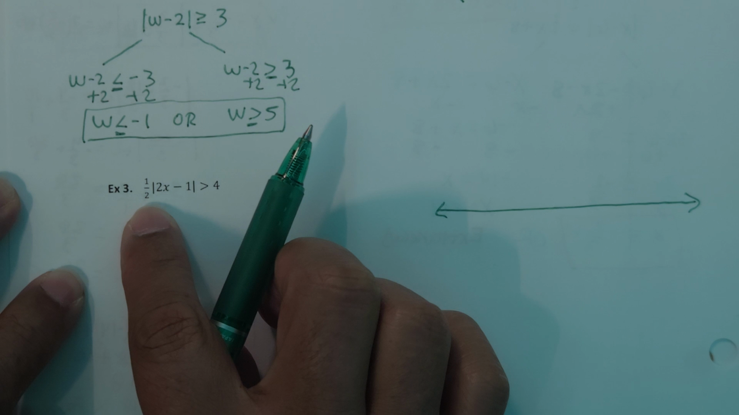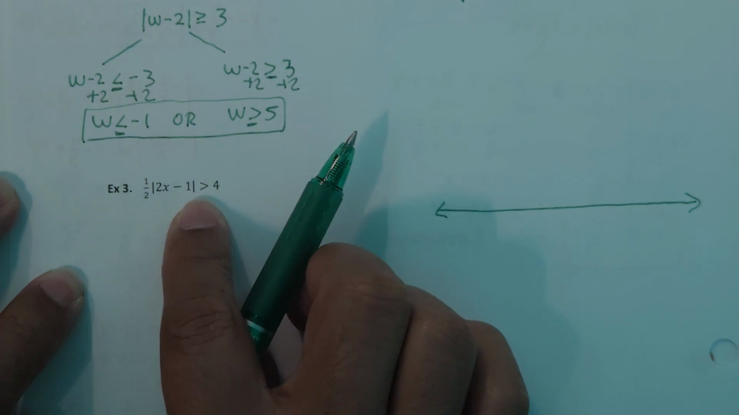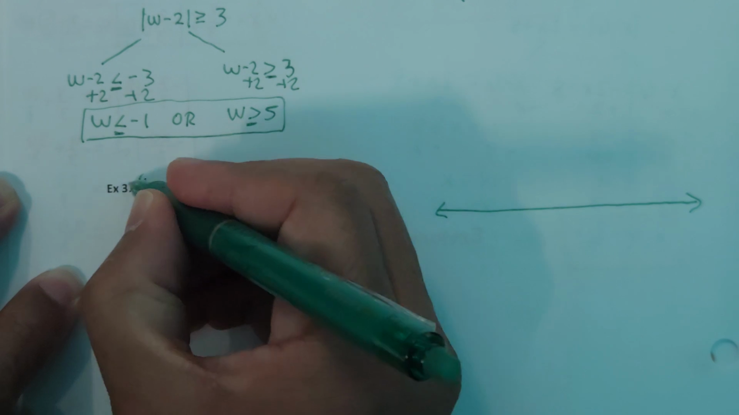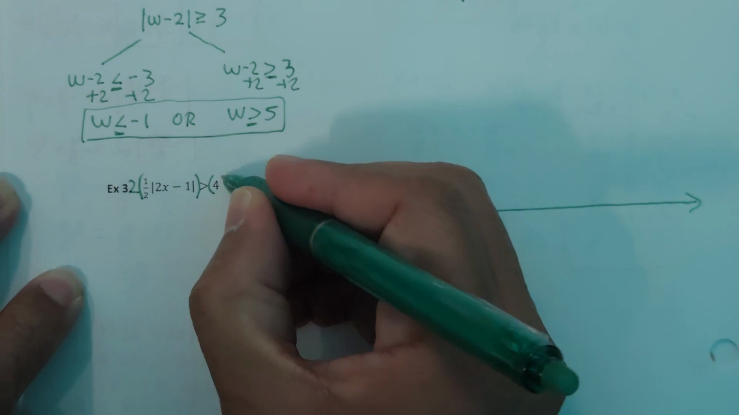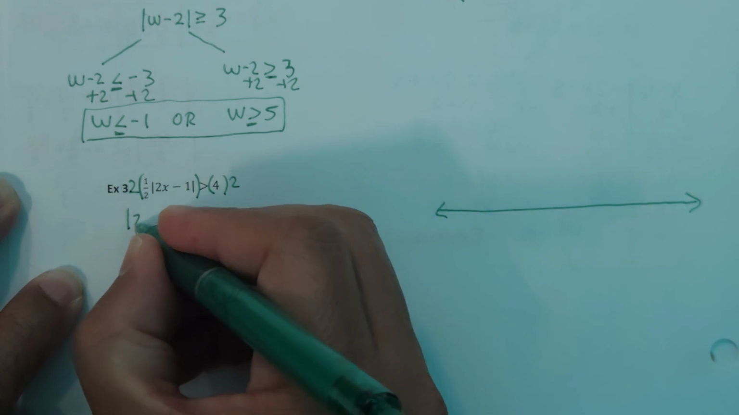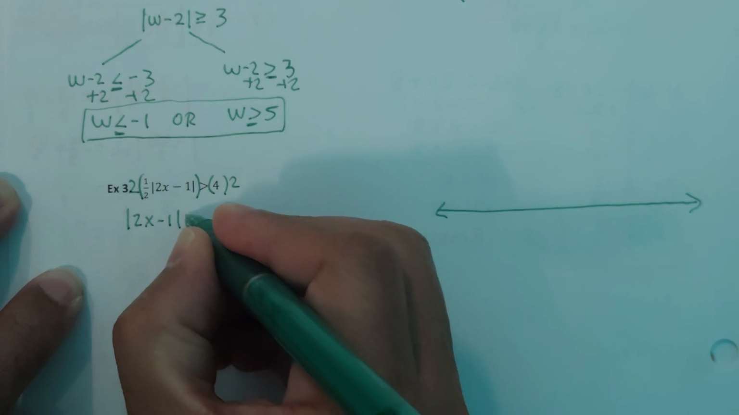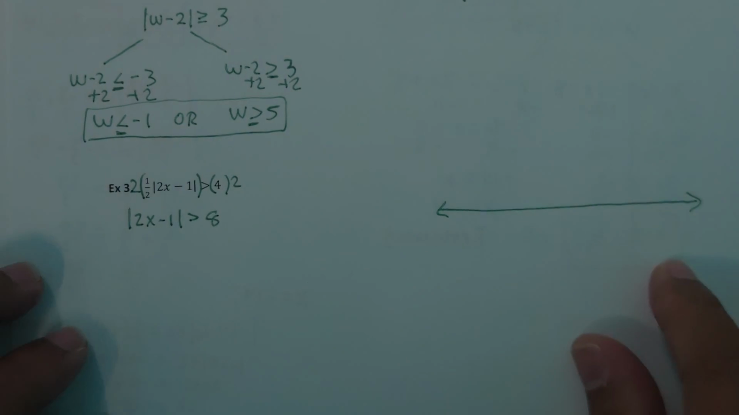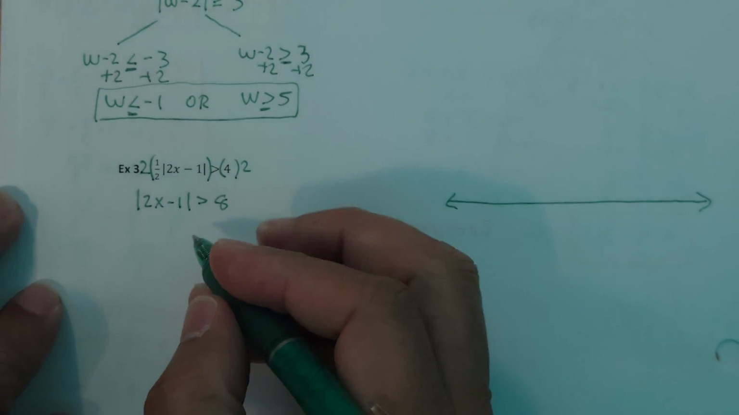For this one, I need to isolate the absolute value. That means I'm going to multiply by 2. I'm going to multiply this side by 2 because I have a 1/2. 2 times 1/2 is 1, which gives me just the absolute value of 2x minus 1 is greater than positive 8. From there, the absolute value is isolated.